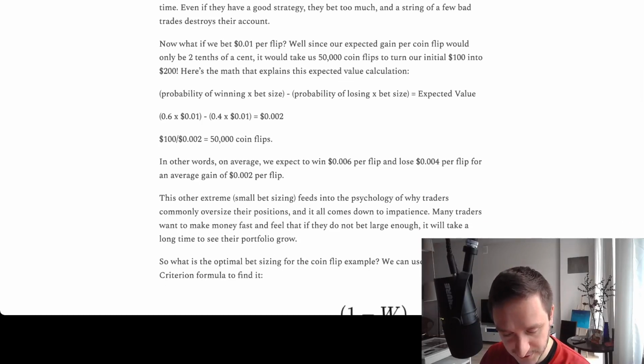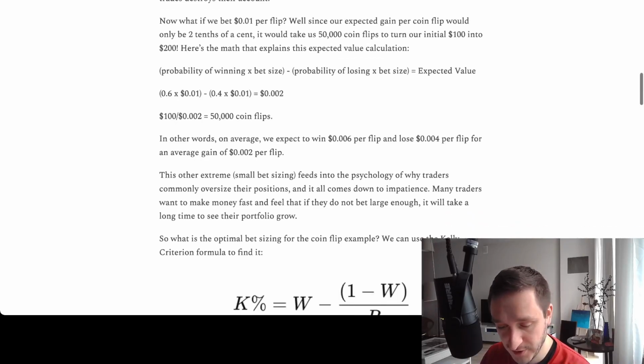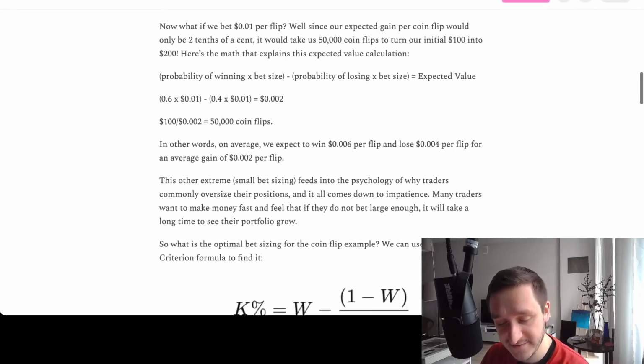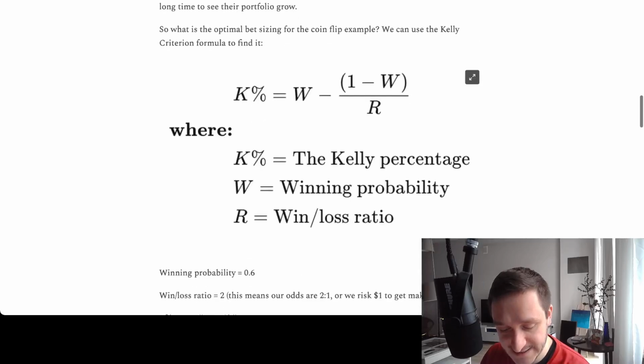So for example, here, to make the entire capital back, you would have to do 50,000 coin flips to turn our initial $100 into $200. So doing the 2x on the whole capital. So that's definitely too little. And the answer is something in the middle, and this is how we compute that.